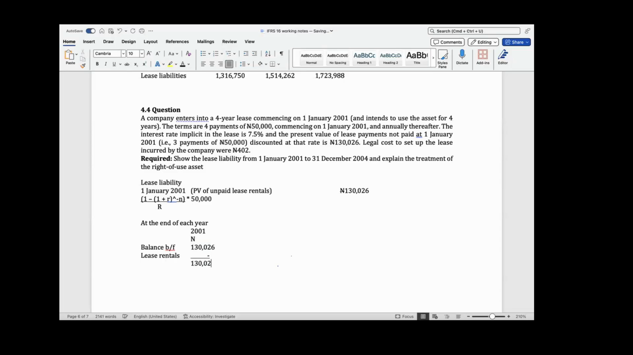So we're still owing this. Then we will need to add finance costs at 7.5%. Can somebody do 7.5% multiplied by 130,026? 1,733,680.